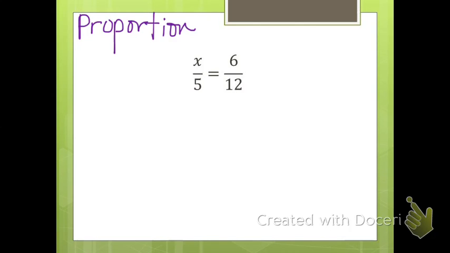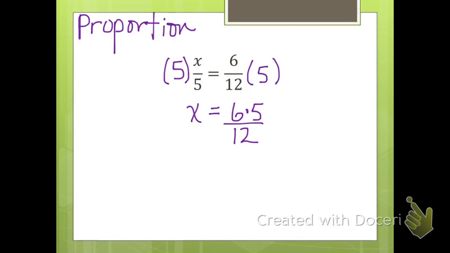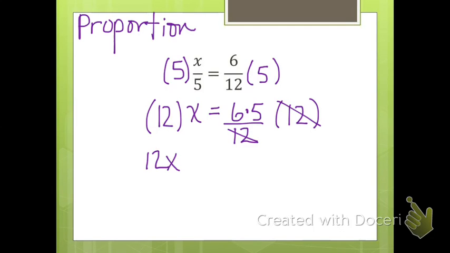So one thing I can do with this is I want to get x by itself. So if I multiply both sides by 5, I'm going to get x is equal to 6 times 5 over 12. Okay, so I could solve that, but I want to show you something else. So now what I'm going to do is multiply both sides by 12. When I do that, I get the 12 canceling out here, and I get that 12x is equal to 6 times 5.